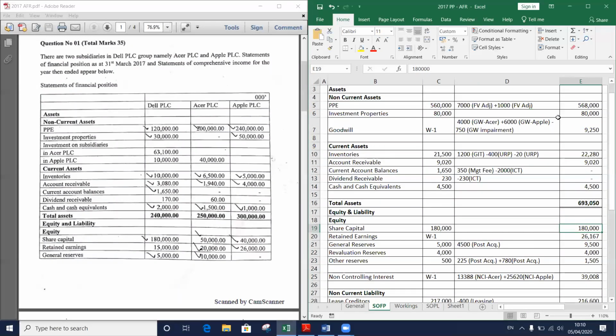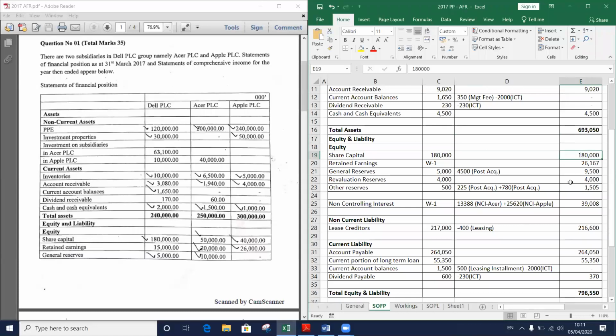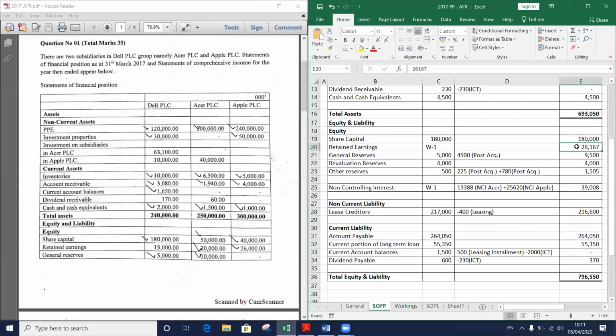568,000, 80,000, 9,250, 22,280, 9,020, 4,500. This is okay. 180,000. This balance, 21,061, 9,500, 4,000. This is okay.